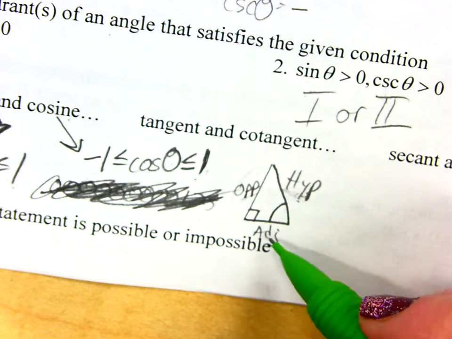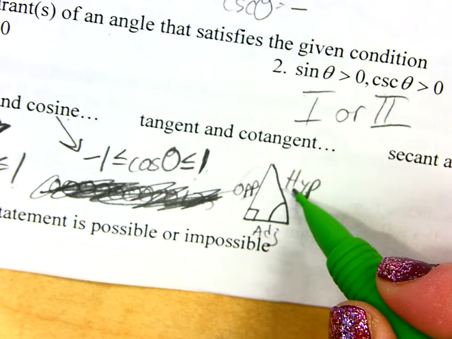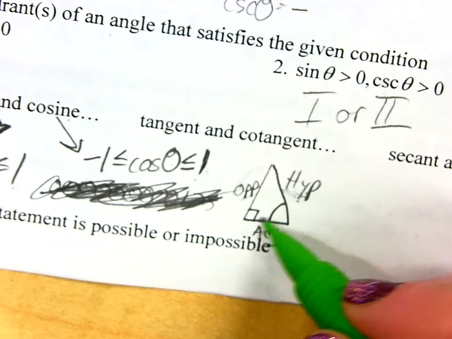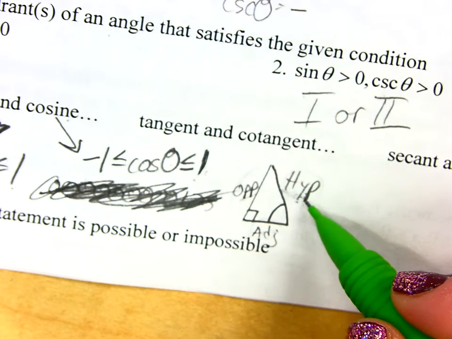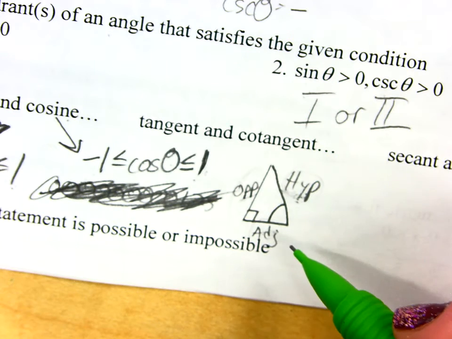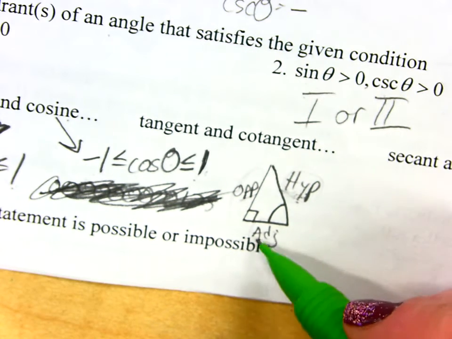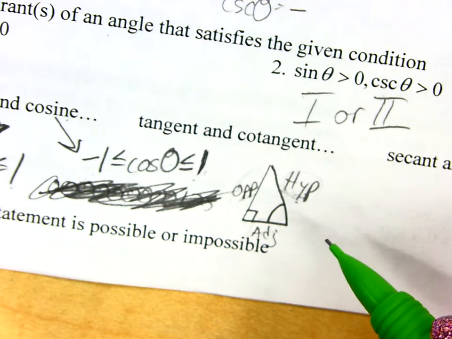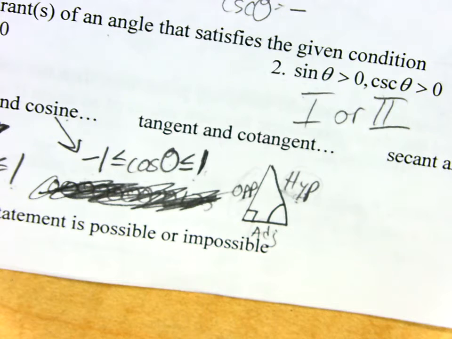Okay, look at cosine. Adjacent over hypotenuse, you end up in the same thing, right? Because I'm always doing a smaller side divided by a bigger side. So I can't get above 1, because that would mean that the adjacent side would have to be bigger than the hypotenuse, and that's impossible. Does that make sense? But now let's talk about tangent.